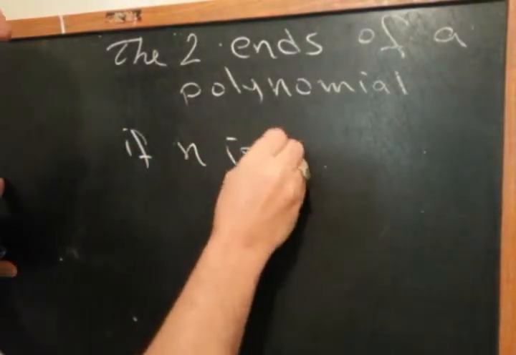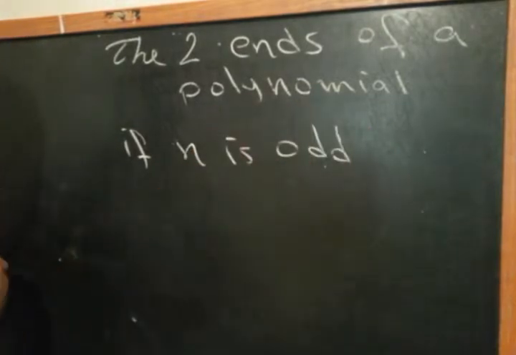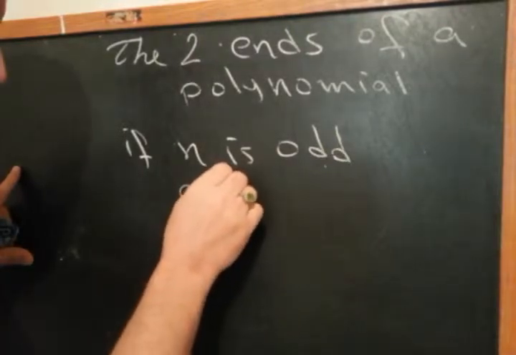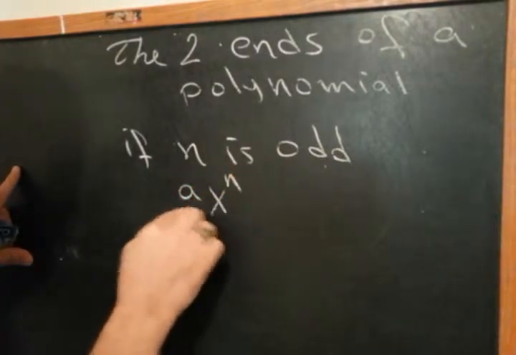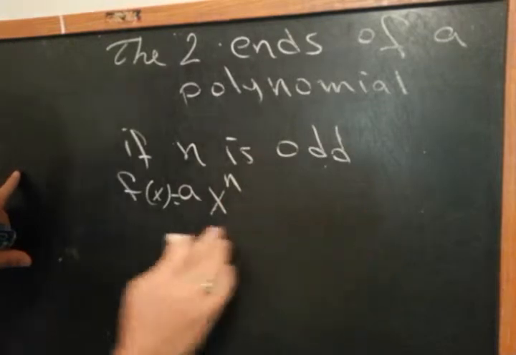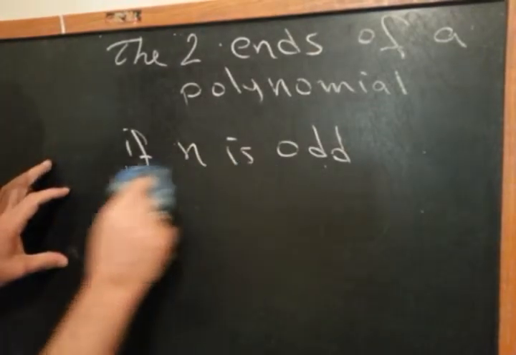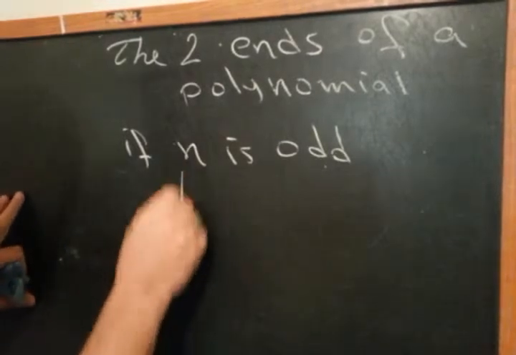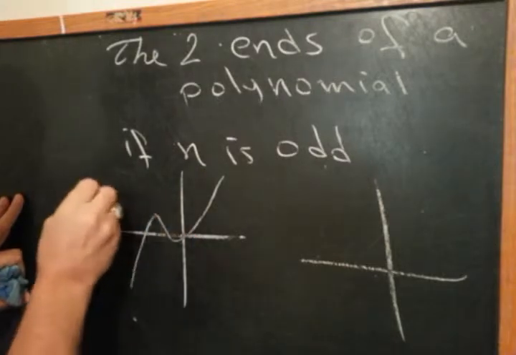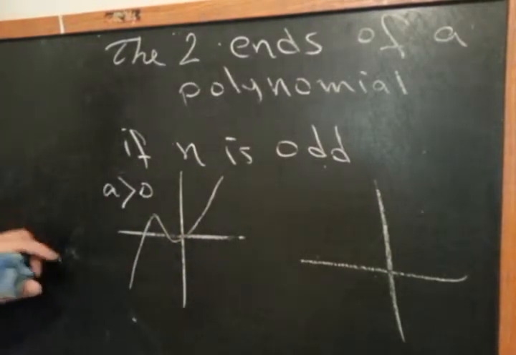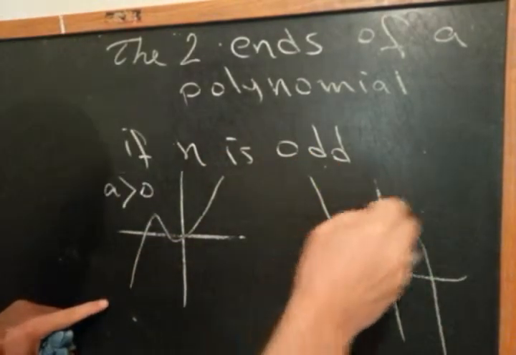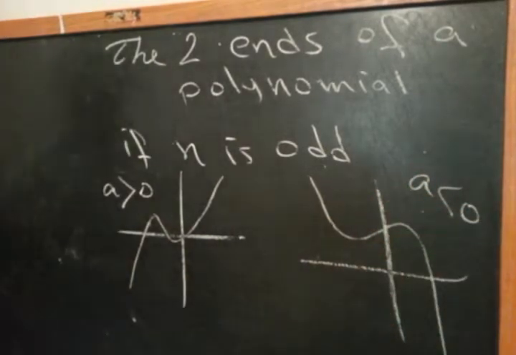n is odd, we have an odd polynomial, something like x to the n, where n is odd, plus a lot of things. We don't care about these things, we care about that. Then we get two cases, depending on a. If a is positive, we get something like that. If a is negative, we get something like that.